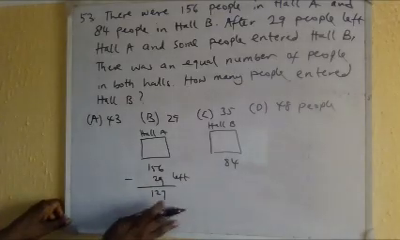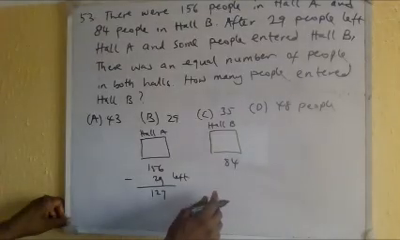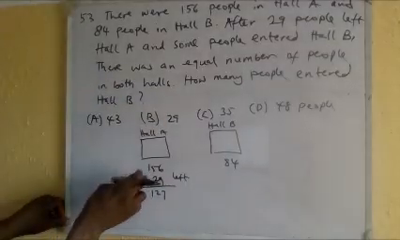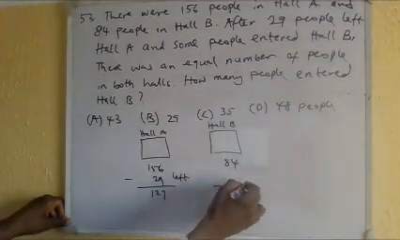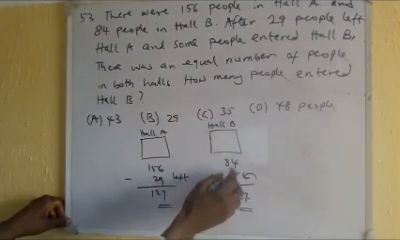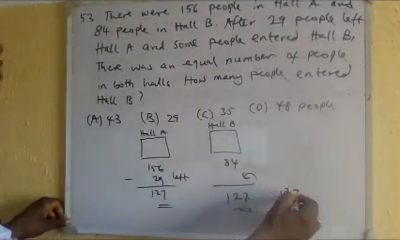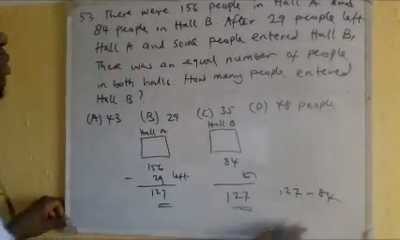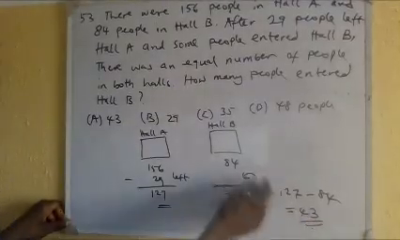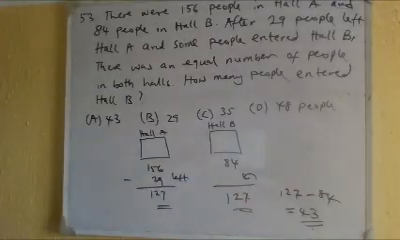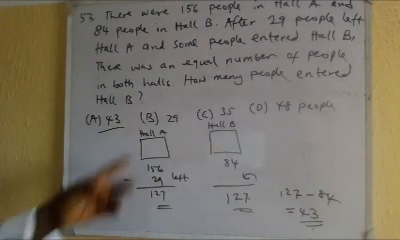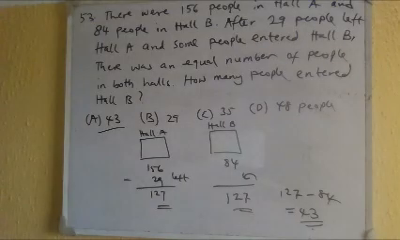So 127 left. Now for this to balance, he said there was an equal number of people in both halls. So when 29 left here, this one now become 127. They were both equal. So how many people now entered? How do you get this? Just say 127 minus 84. When you do the subtraction, the answer is 43. So 43 people now entered Hall B to make the both of them balance. So the answer is A. So you see how you use diagrams to simplify the question. So move on to 54.